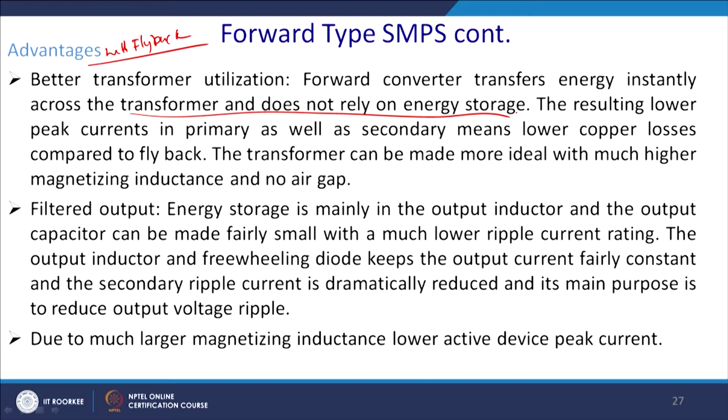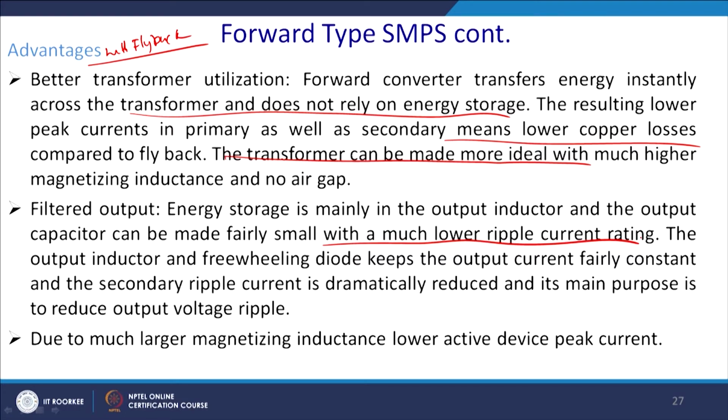The resulting lower peak current in the primary as well as the secondary means lower copper losses compared to the flyback. The transformer can be made more ideal, with a higher magnetizing inductance and no air gap. Filter output energy is stored mainly in the output inductor, and the output capacitor can be made fairly small with a much lower ripple rating.